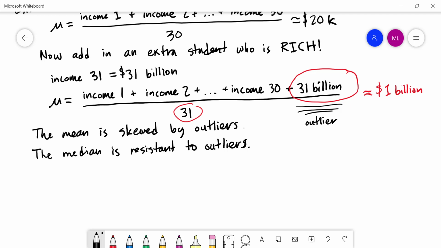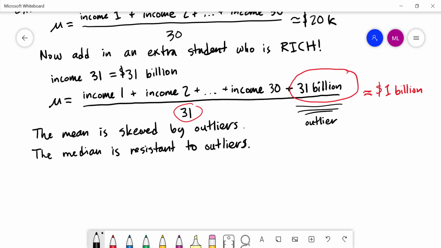If you hear somebody report about the national incomes, typically what's reported is median income as opposed to mean income. And it's because there are outliers. There are people that make lots more money than most people, and it skews the mean up and makes the average person look richer than they actually are.